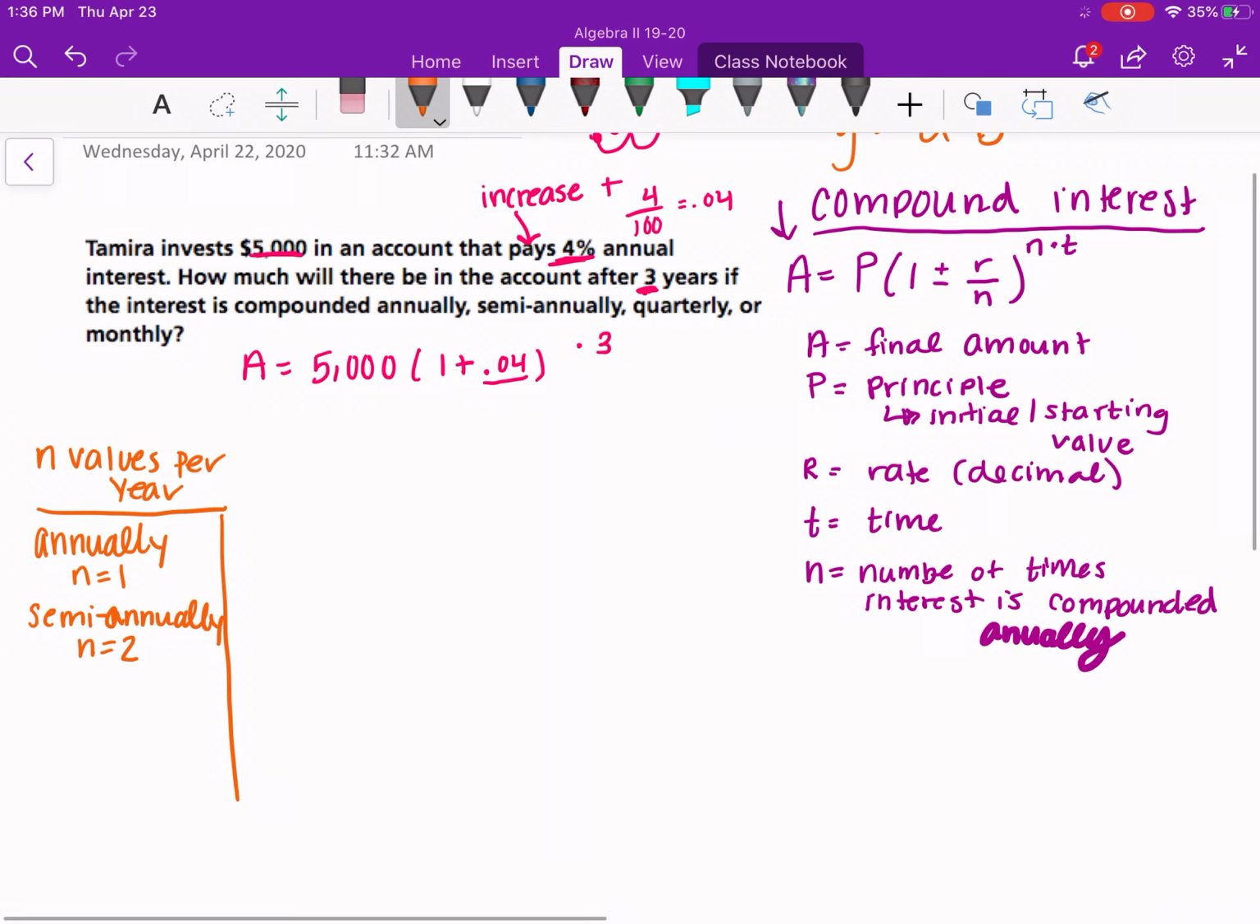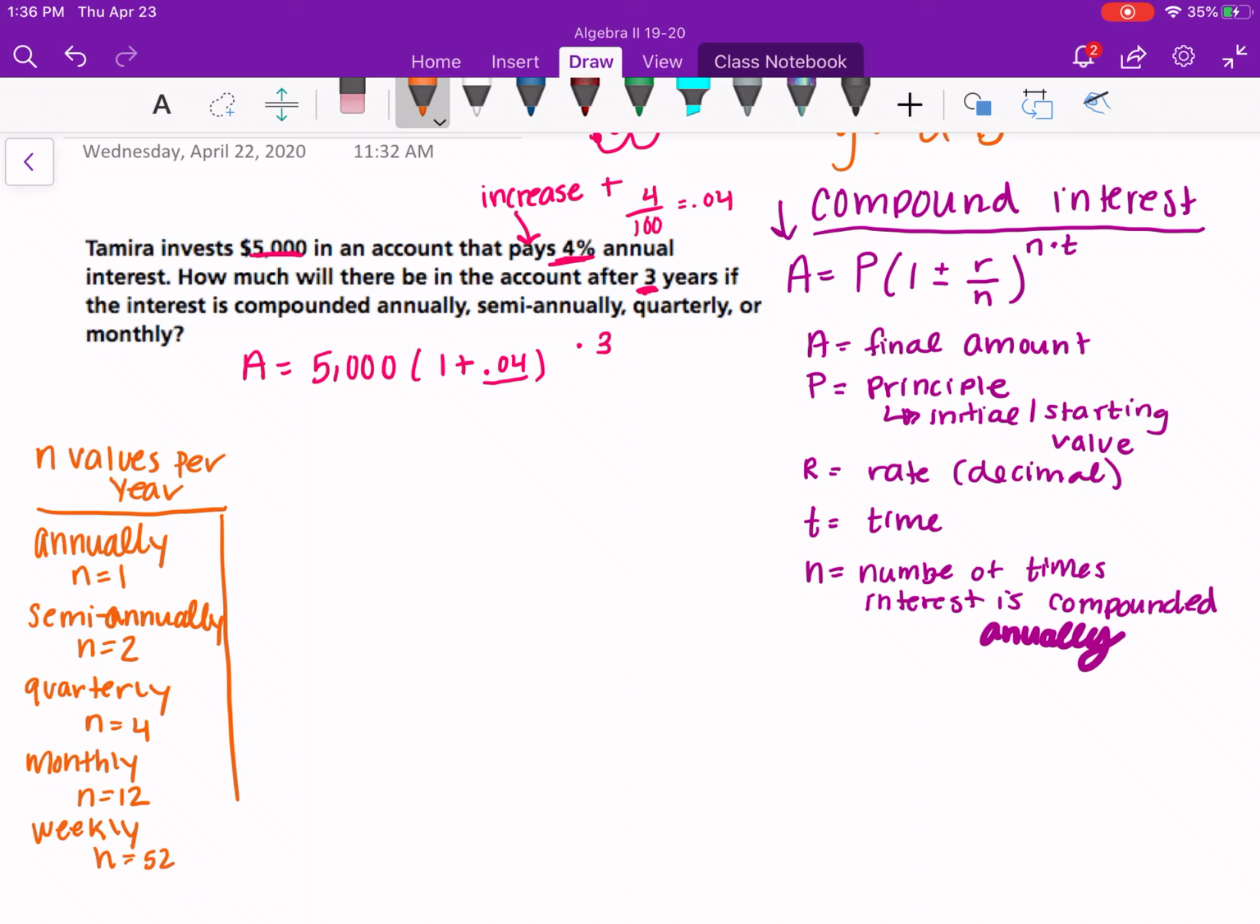If something is compounded quarterly, that happens 4 times a year. If something happens monthly, that happens 12 times a year. We don't need this for this question, but I'm going to keep going. If something happened weekly, that would happen 52 times a year. And if something happened daily, that would happen 365 times per year.